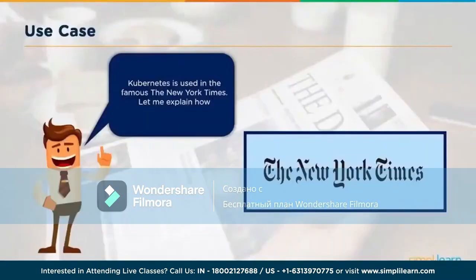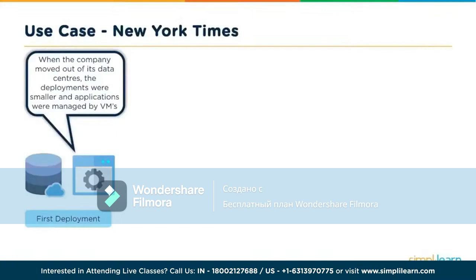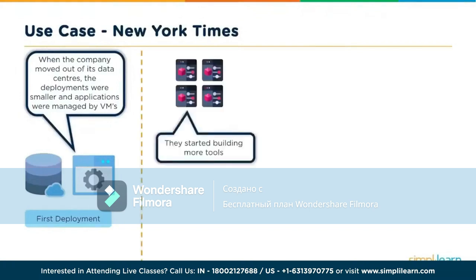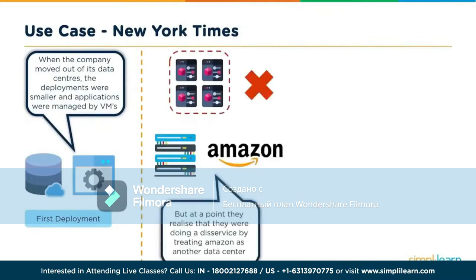In this example, we're going to look at the New York Times and how they use Kubernetes to solve a problem that their IT department was struggling with. When New York Times started working out of their data centers, their actual deployments were small and the applications were managed across VMs. But as New York Times became more of a digital company, they started building more digital solutions. At some point, they realized that what they needed to do was to embrace the cloud and move all their solutions to the cloud.